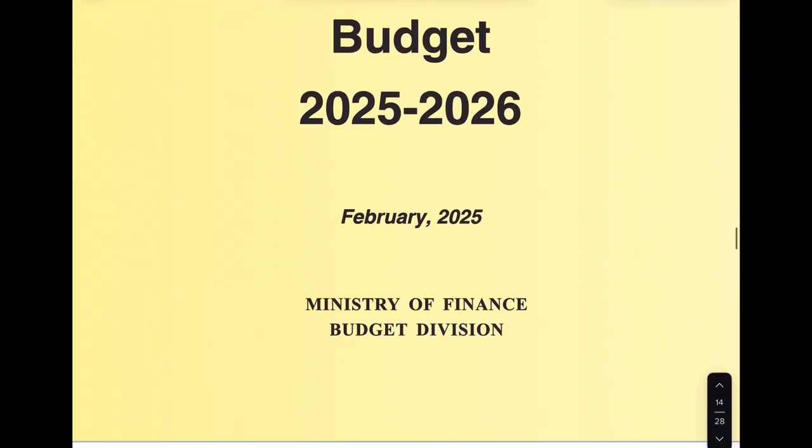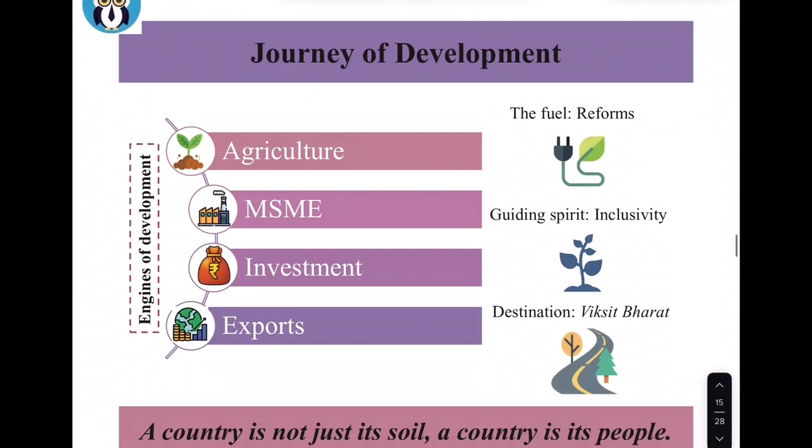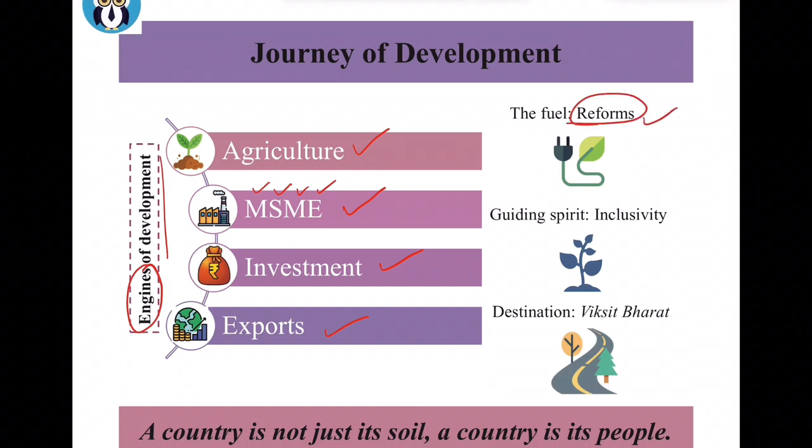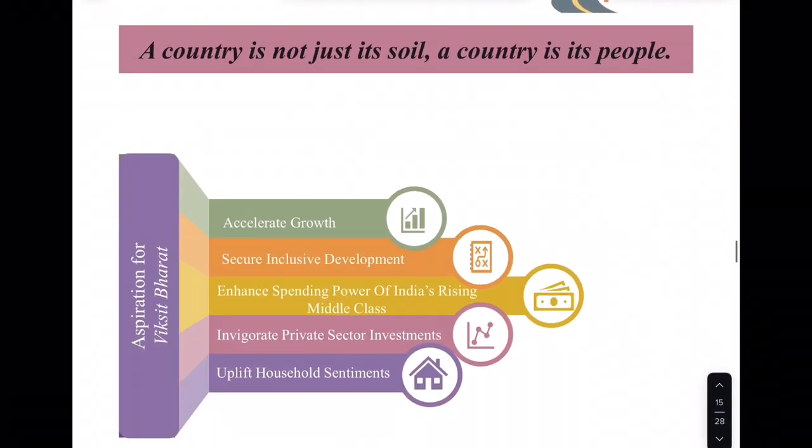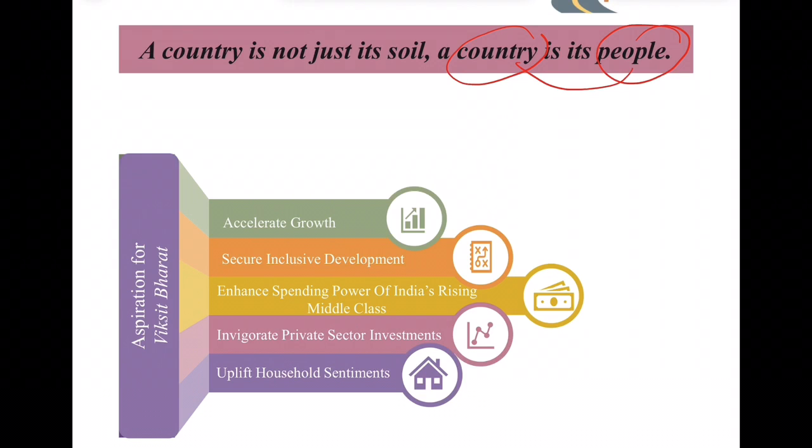Now we will look into the key features of the budget. So, the journey of development, as I have already mentioned, what are the engines of the development: agriculture, MSME (micro, small, medium enterprises), then investment, and then exports. So, what is the fuel for this development? The reforms, and the guiding spirit will be inclusivity. And what is the destination? It is Viksit Bharat. A country is not just its soil, a country is its people.